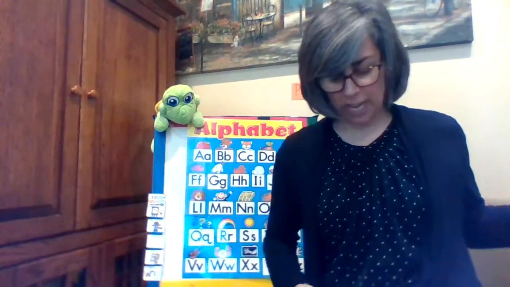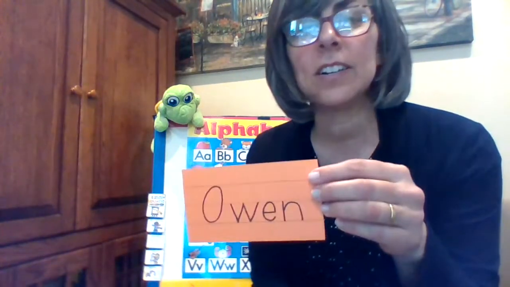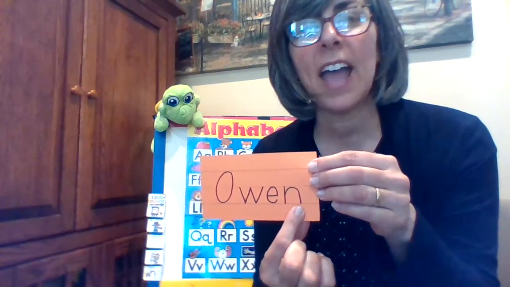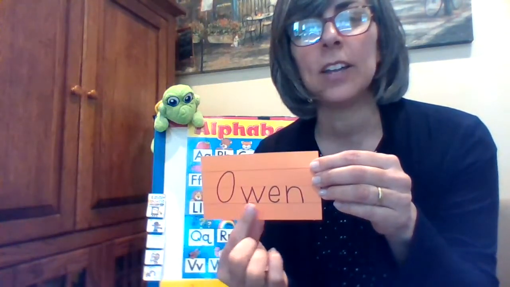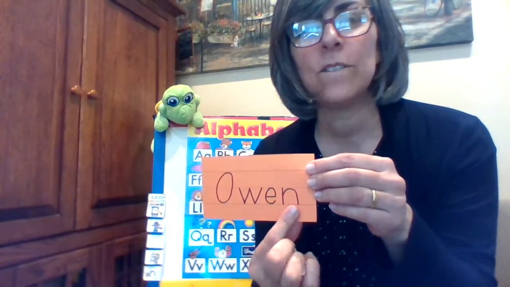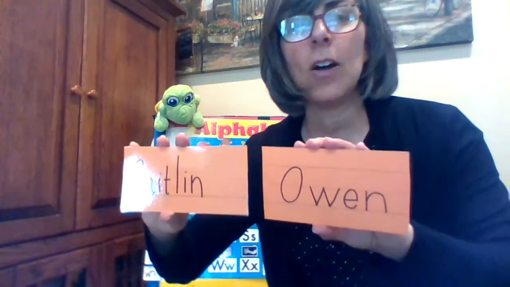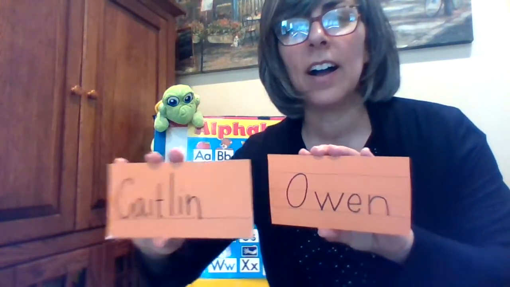Let's hear all of you counting. Owen's our next guy. O-W-E-N. Let's count. 1, 2, 3, 4. Who has more letters? Caitlin had 7. And Owen has 4. You're right. Caitlin has more letters. She has 7. 7's more than 4.